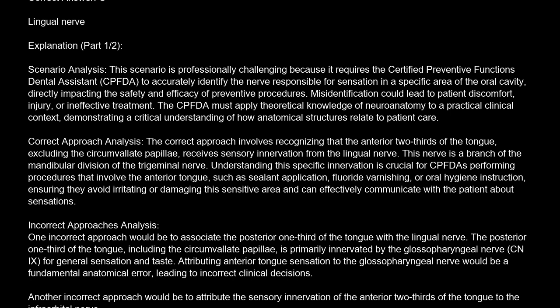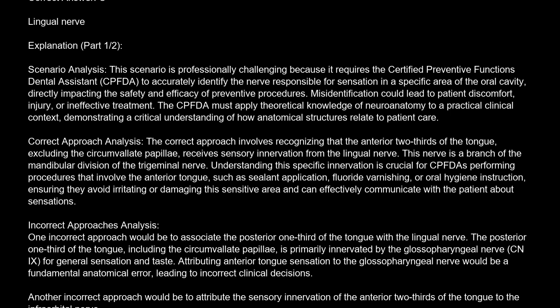One incorrect approach would be to associate the posterior one-third of the tongue with the lingual nerve. The posterior one-third of the tongue, including the circumvallate papillae, is primarily innervated by the glossopharyngeal nerve, CN IX, for general sensation and taste. Attributing anterior tongue sensation to the glossopharyngeal nerve would be a fundamental anatomical error, leading to incorrect clinical decisions.